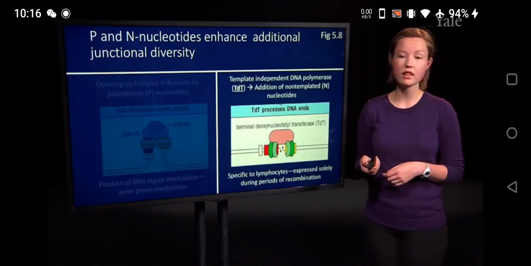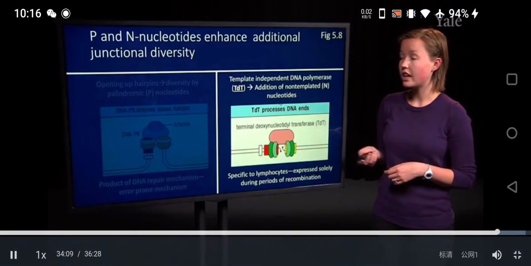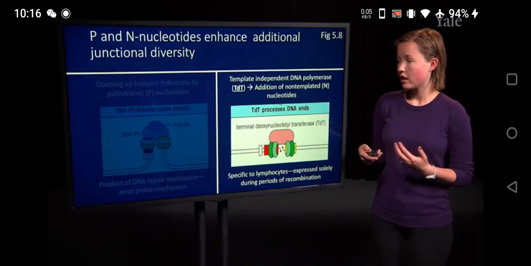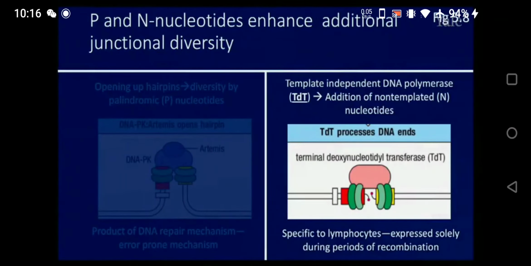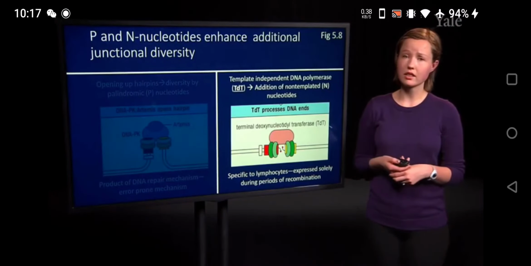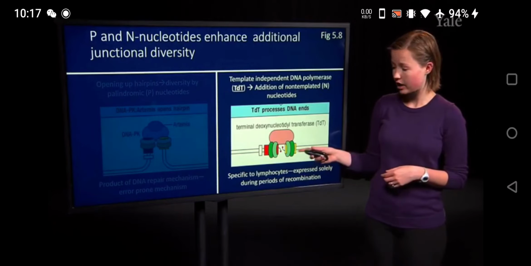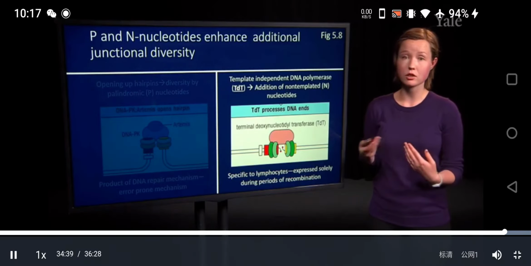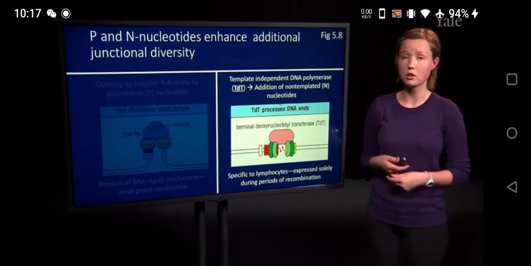Alternatively, something that is specific to VDJ recombination is the generation of non-templated nucleotides, which will also contribute to junctional diversity. This process is mediated by the enzyme TdT, which is a template-independent DNA polymerase. So, as the name suggests, it will add nucleotides to the end of these junctions after the hairpin has been opened up in a way that doesn't require a template in order to direct it. So, random incorporation of nucleotides can actually happen at this point.